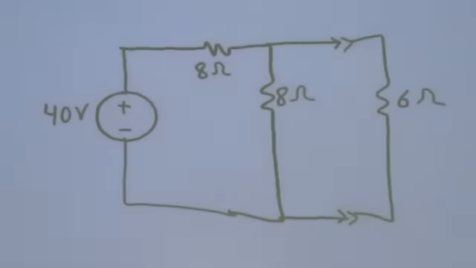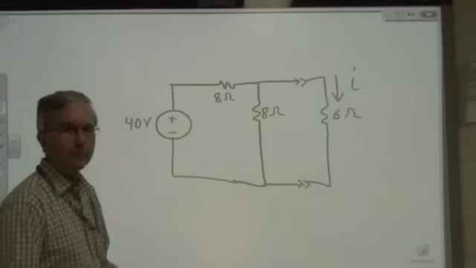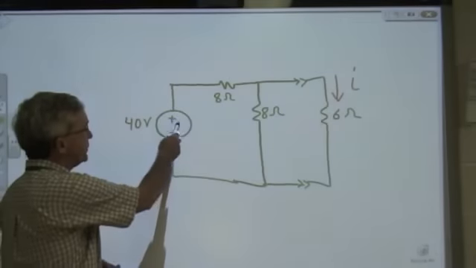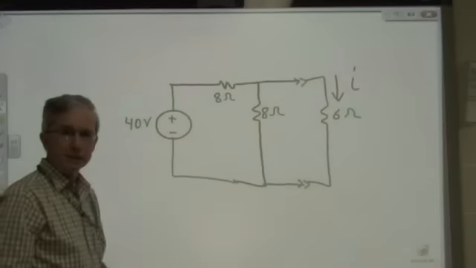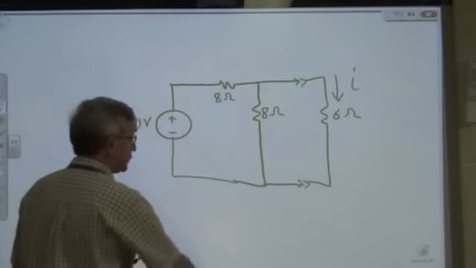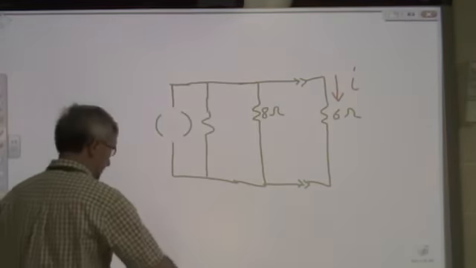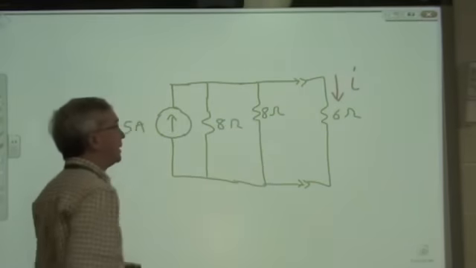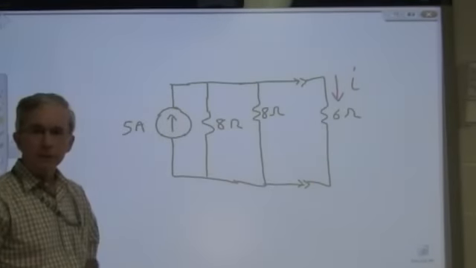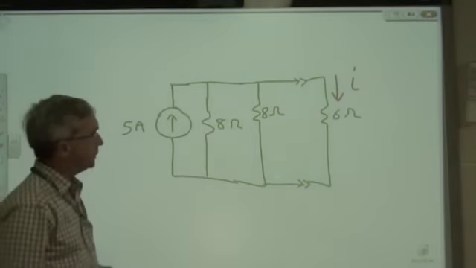Let's apply equivalent circuit concepts to this circuit. Suppose that my focus is, what is the current through this 6-ohm resistor? You can see the connection points here. So let's try some of these equivalent circuit concepts. Here's a 40-volt source in series with an 8-ohm resistor. Suppose we do a source transformation, the current source. And this is what the circuit looks like after the transformation.